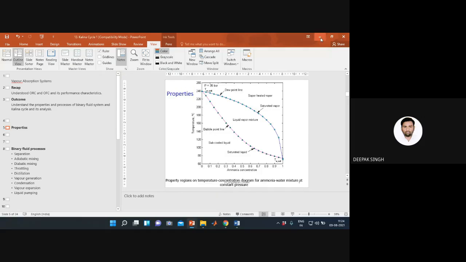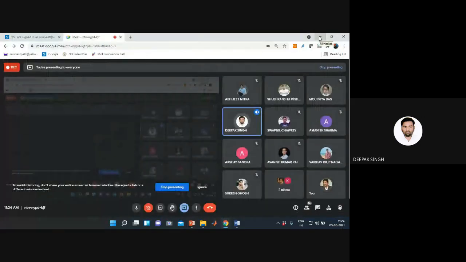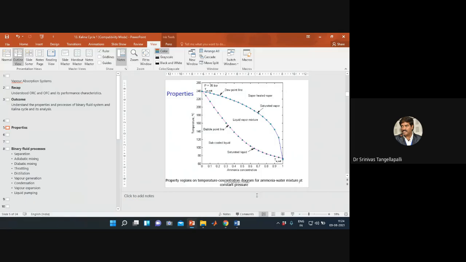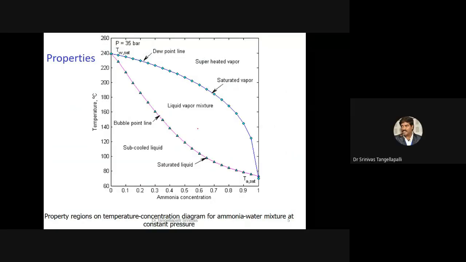Sir, on what basis we decided zone 1 and zone 2? That's just now I told, based on temperature. Are you able to see the screen? Pressure is fixed here at 35 bar, and let me take an arbitrary state: temperature is 145 degrees centigrade, concentration is 0.5. Now could you say what the state, the condition, the region is?